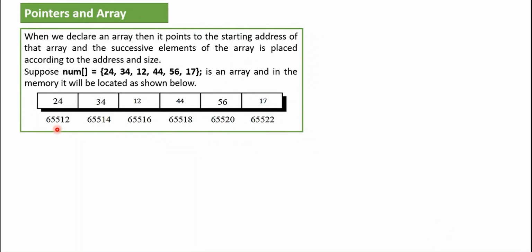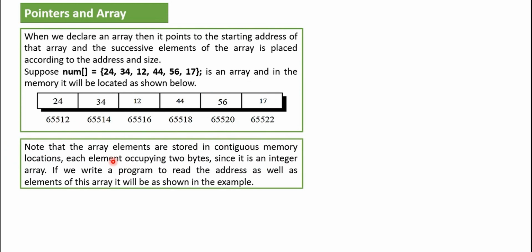Let's suppose the starting address of this array is 65512. Since it is of integer type, each memory location will be of 2 bytes and placed according to address and size. So you will note that the array elements are stored in contiguous memory, each element occupying 2 bytes since it is an integer array. Now if we write a program to read the address as well as elements of this array, it will be as shown in the example.